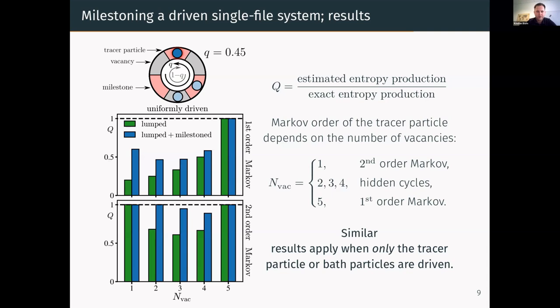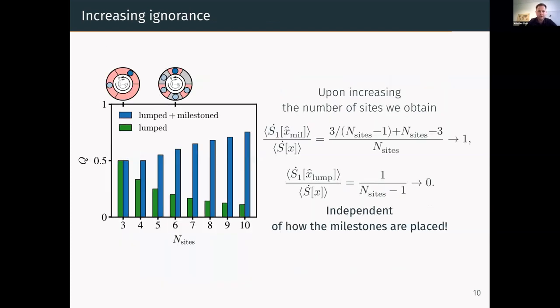Finally, I would like to point out something interesting, and that is when we start to play not with the number of vacancies, but when we increase the system size for a fixed number of vacancies. So what I'm doing is I have always 1 vacancy in the system, but I'm increasing the number of sites. That means that I have also increased the number of particles in the system, and I keep the number of milestones fixed at 3. So I always have 3 milestones. If you increase the number of sites, the milestone distances become larger and larger.